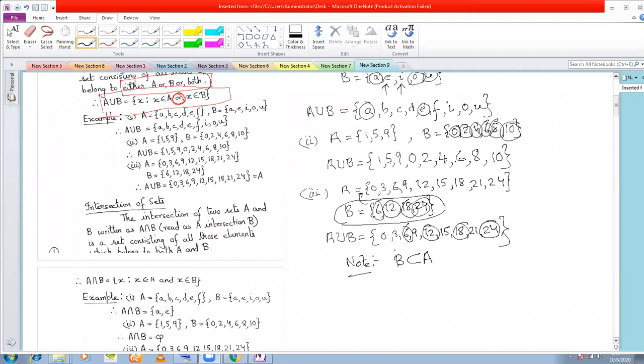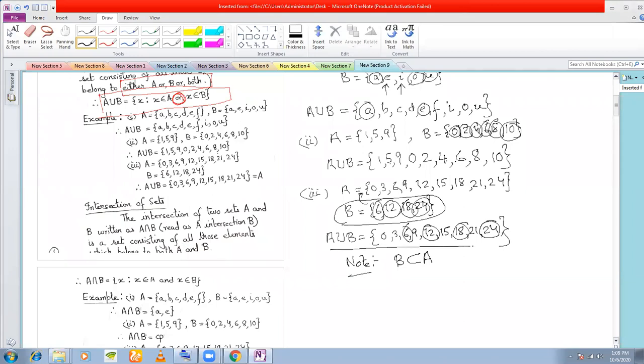Now, very interestingly, you see that since B is a subset of A, the A union B set that we are getting is the same as A. Check. A and A union B are same. So you see.